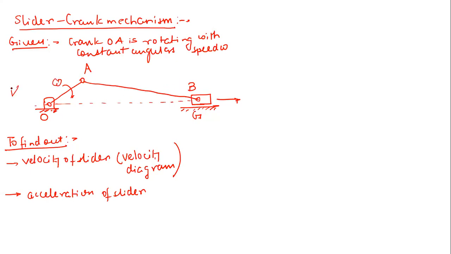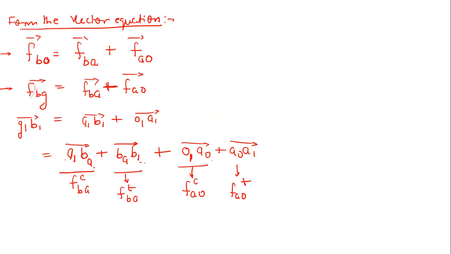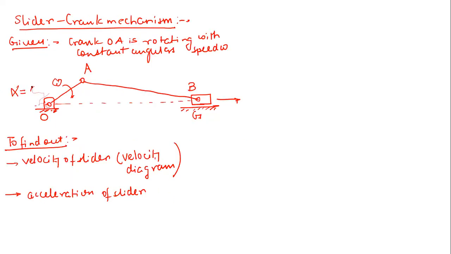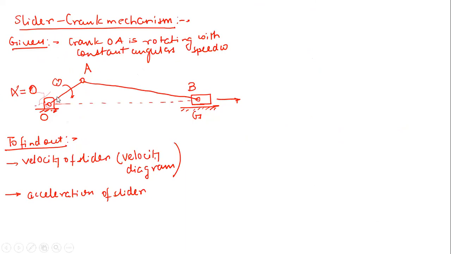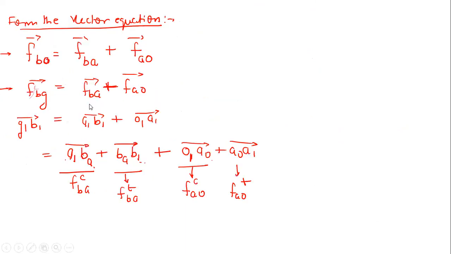That is for this, alpha is 0. So initially, if you remember, for the 4-bar mechanism this alpha was not 0, it was existing, but here this alpha is 0. Now just tell me, which component out of these two, the tangential one, will be 0? The tangential component is going to disappear, right?